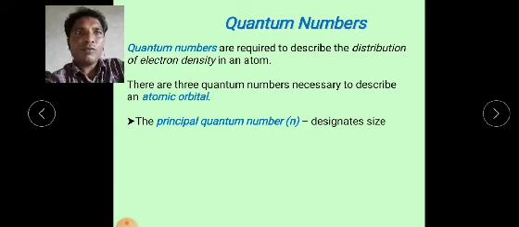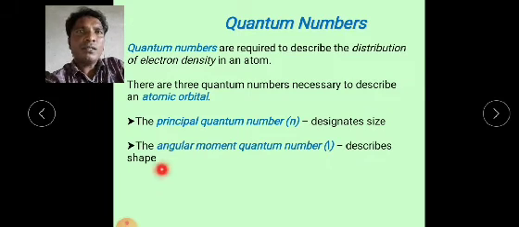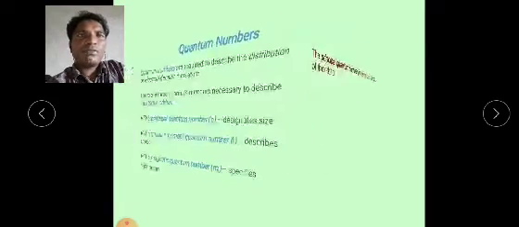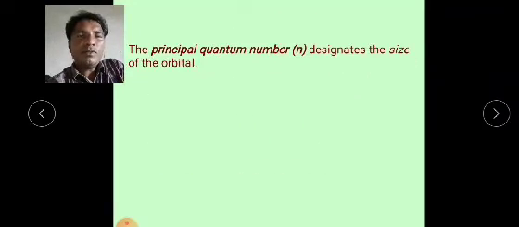The first one, the principal quantum number, designates or describes the size of an atomic orbital. The second one is the angular momentum quantum number, that is, the angular quantum number. It describes the shapes of the atomic orbitals. The third one is the magnetic quantum number, denoted by m subscript l, and it describes or specifies the orientation of the atomic orbitals. So we are going to discuss them one by one.